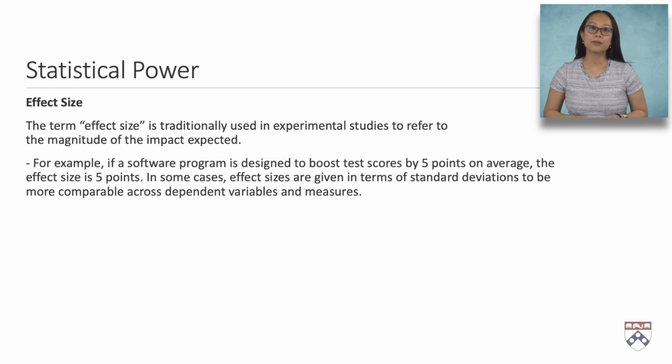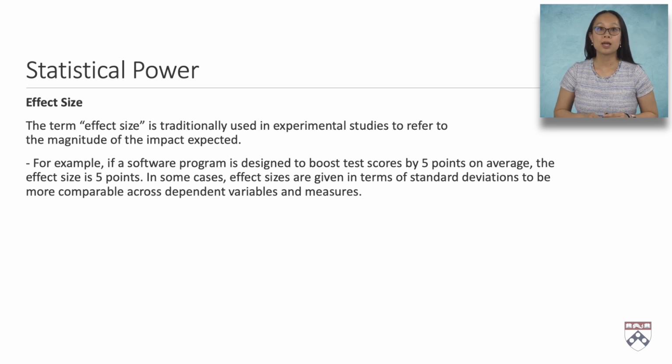So for example, if a software program is designed to boost test scores by 5 points on average, the number 5 points is referred to as the effect size. In some cases, effect sizes are given in terms of standard deviations to be more comparable across dependent variables and measures. So something like 5 points might not be easily translatable to a different type of study in which the outcome is measured on a scale that is not based on points.